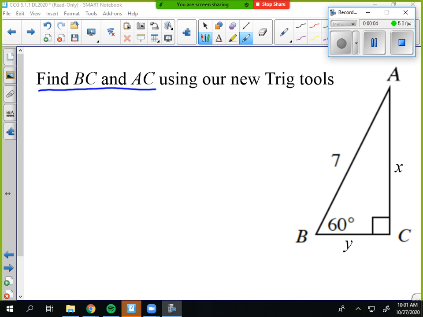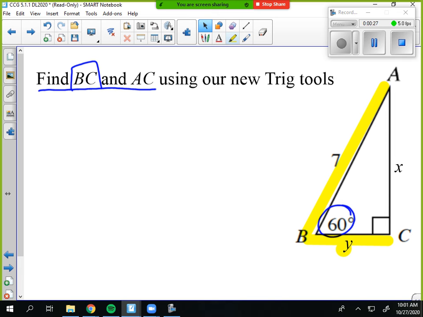I have noticed that you have done a really good job of highlighting. So let's just focus on BC first, okay? Because I can't do this all in one step. So if I focus on BC, that means my sides that I'm dealing with are 7, and I'm going to use the variable y. I don't really need to, but I'm going to make it a variable to make it easier for my head. So that would mean that I'm dealing with the adjacent side and the hypotenuse.